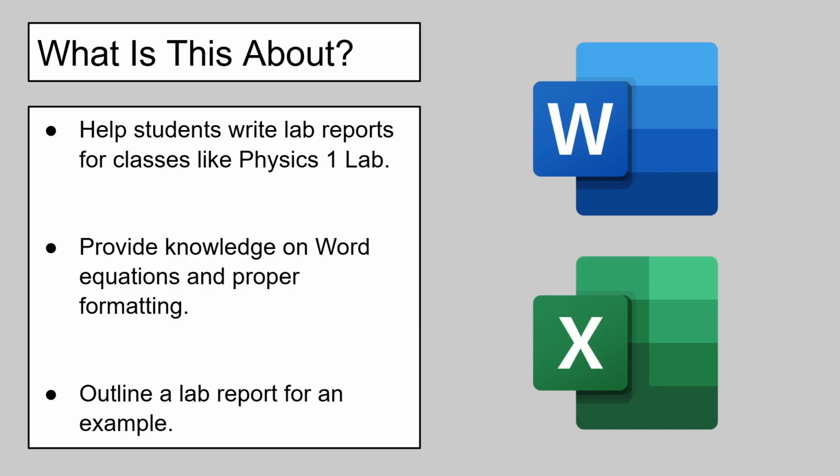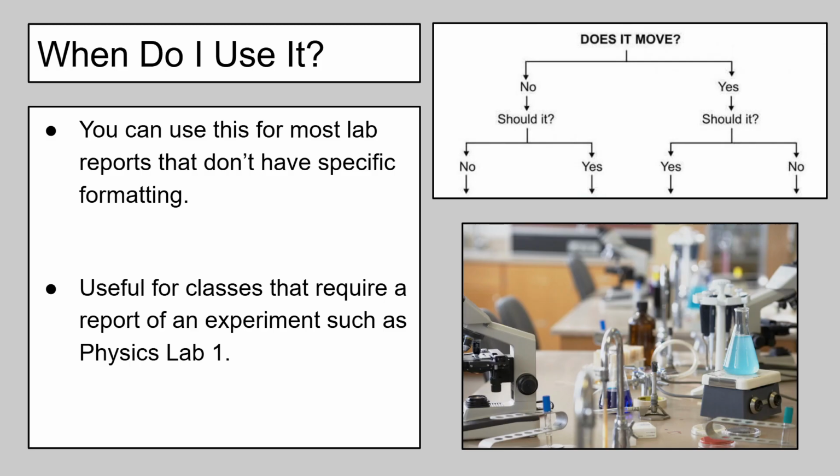We will go over an outline of a lab report for the demonstration section. Then we will go over inserting equations and tables and graphs into Word before finally reaching a conclusion where we will have a little test to see if the viewer has actually retained any information. You should use this guideline for classes that don't have a specific formatting for lab reports, and it is just a general guideline for any class that has an experiment that you have to report on.